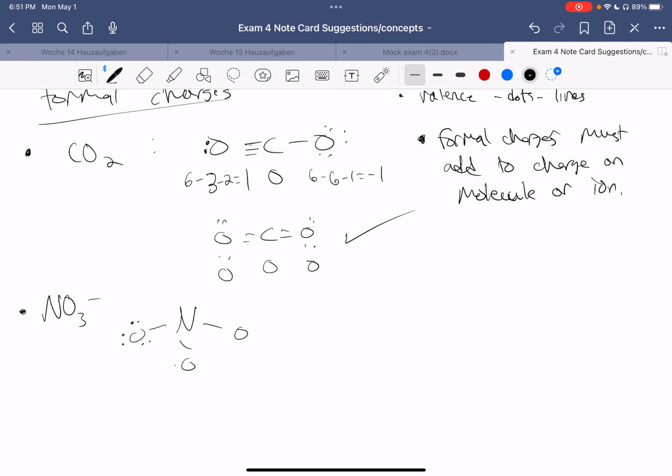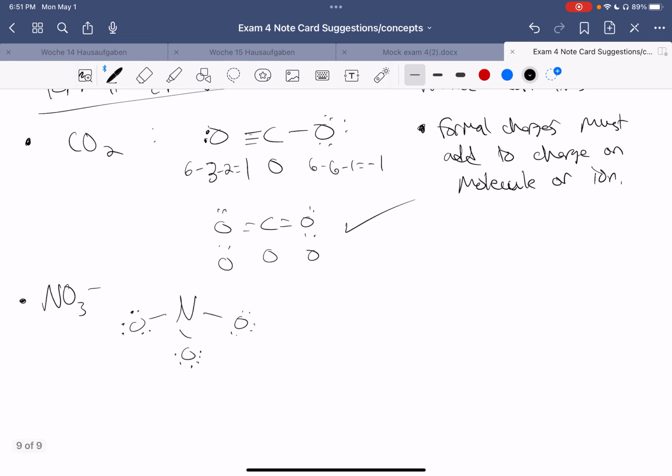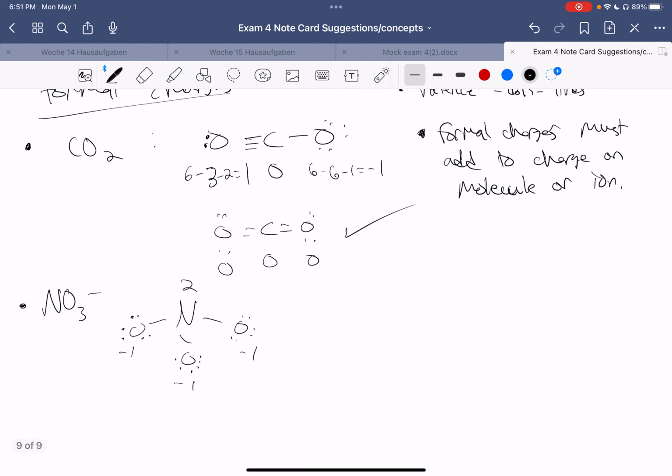Let's start putting these things on. Okay, if we evaluate formal charges, we see that this has -1, this has -1, this has -1, all the same, and then this has 5 minus 3 lines, which is 2. When we add those together, we get a formal charge of -1, which corresponds to this charge right here. So we know we're doing something right.